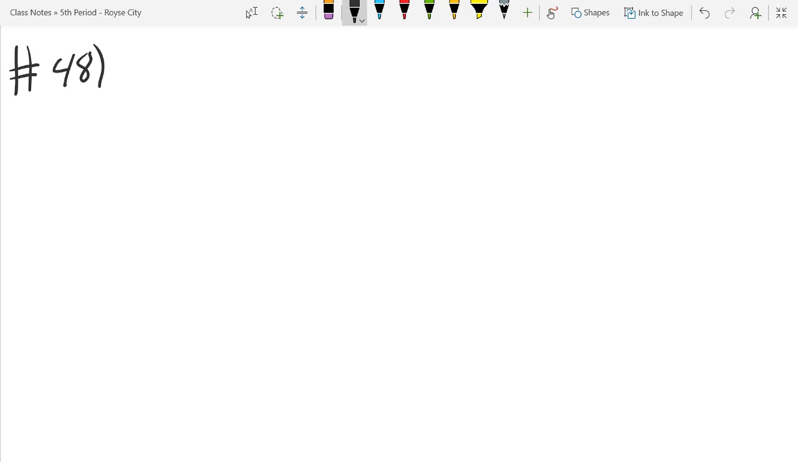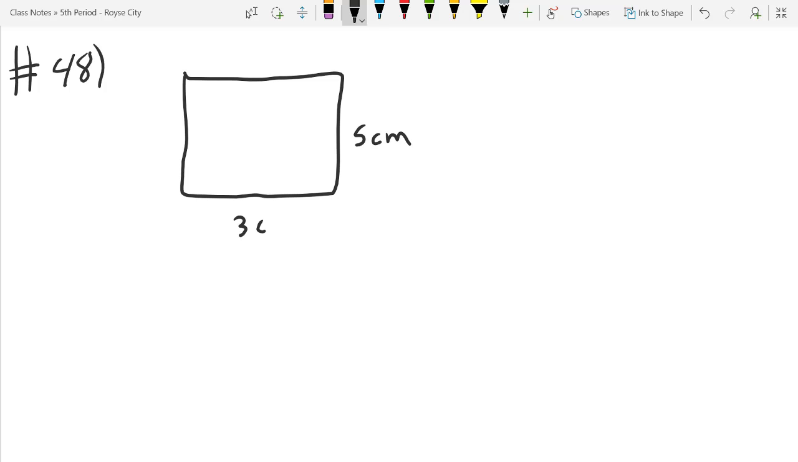Number 48, I'm going to read it right off of the review. It says a zoom lens in a camera makes a rectangular image on a film that is 5 centimeters by 3 centimeters. So we can visualize it this way with length and width. And it says as the lens zooms in and out, the size of the image changes. Find the rate at which the area of the image begins to change.